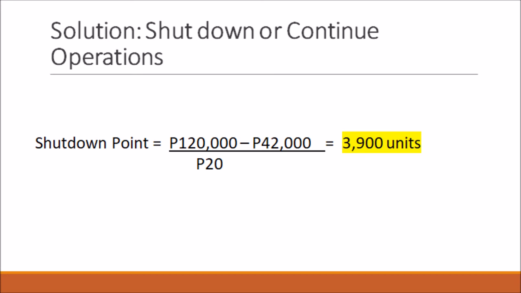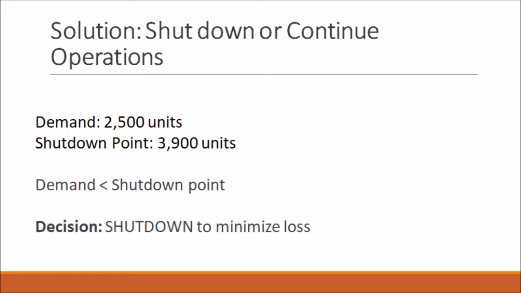Now, with that, we can already make a decision. Recall that the demand for the 6-month period is 2,500 units and the shutdown point is 3,900 units. Hence, the demand is less than the shutdown point. The decision is to shut down to minimize loss.